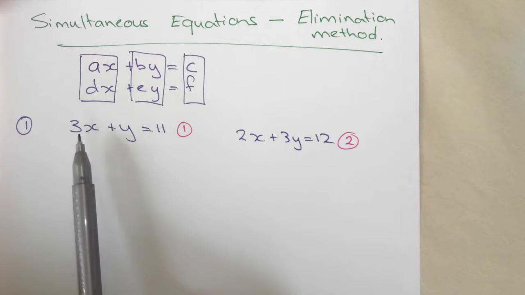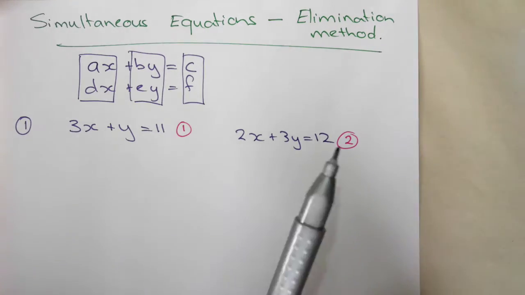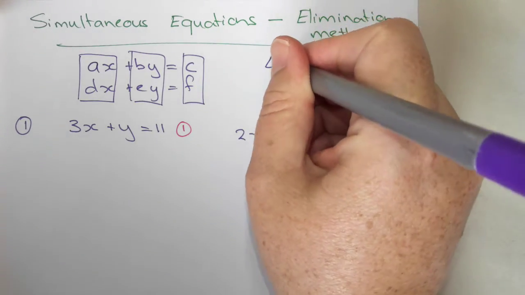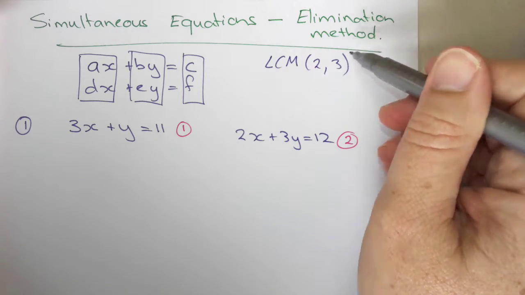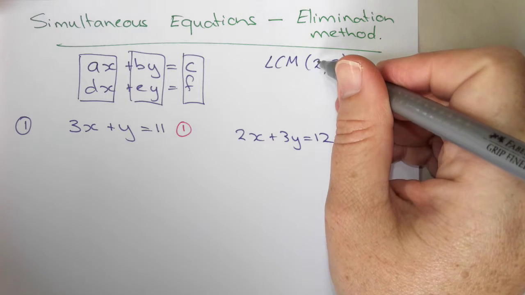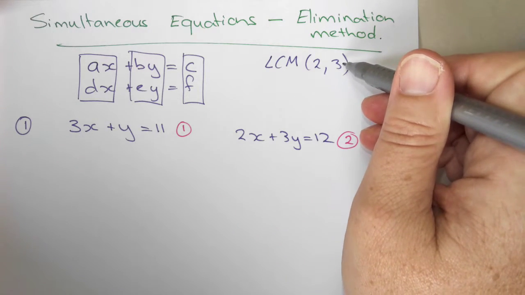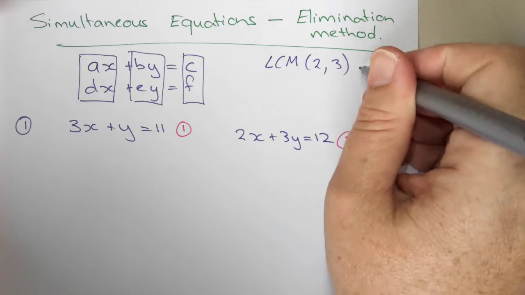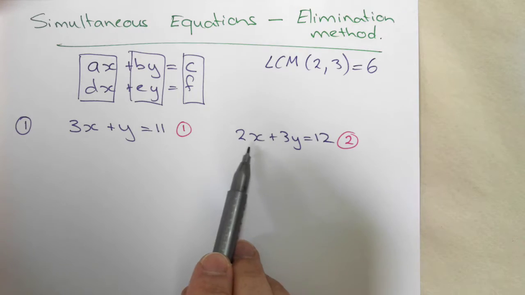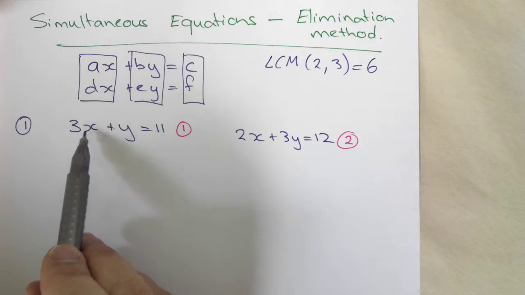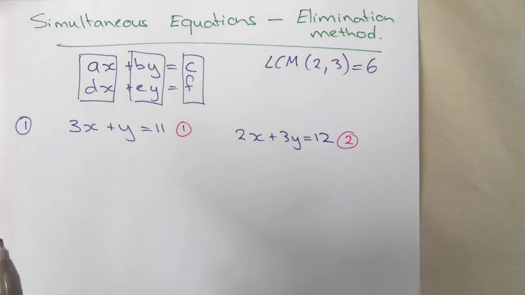Let's say I want to eliminate x. I've got an equation here with 3x and an equation with 2x. I need to find, first of all, the lowest common multiple of 2 and 3. Multiples of 2 are 2, 4, 6, 8, 10. Multiples of 3 are 3, 6, 9, 12, 15. So the lowest multiple they have in common is 6. I need to make this 2x into a 6x and this 3x into a 6x, and then I'll be able to eliminate.